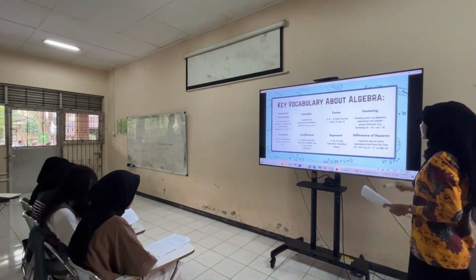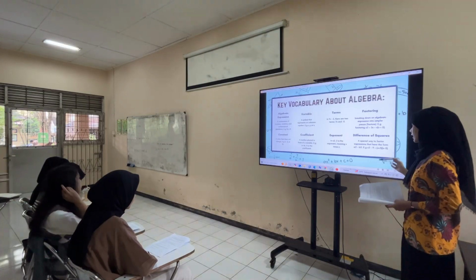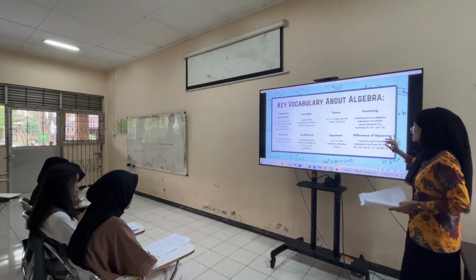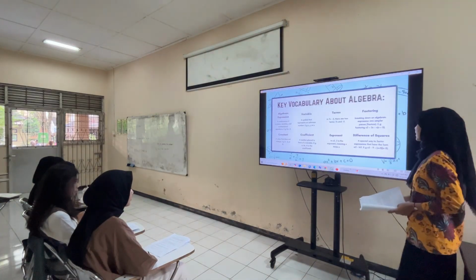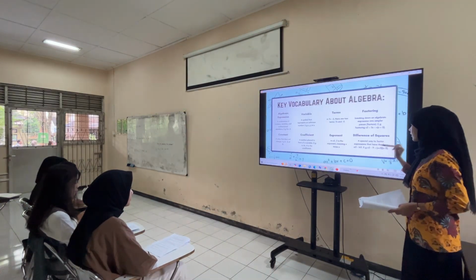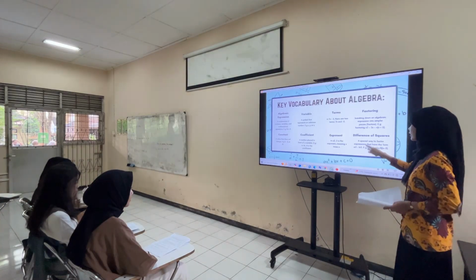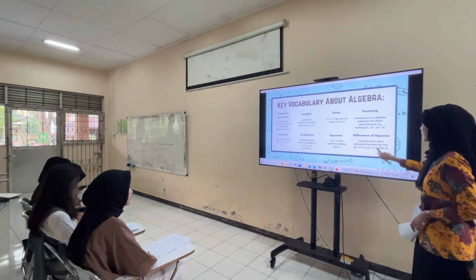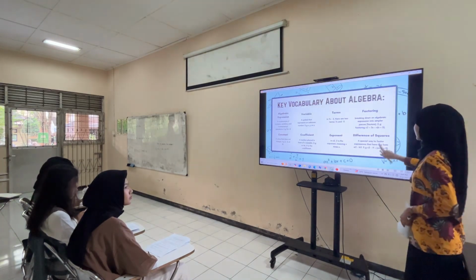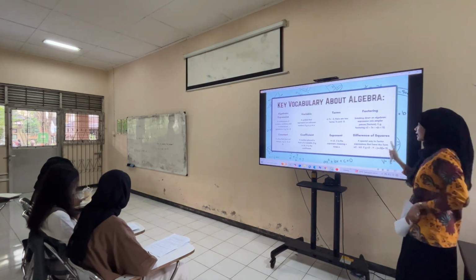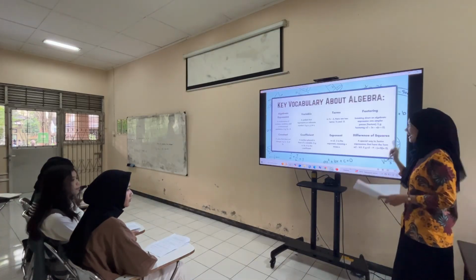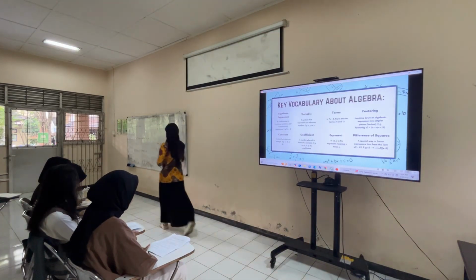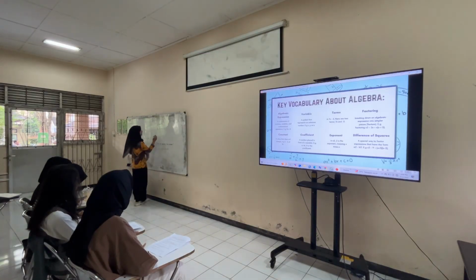And the last is about difference of squares. It is a special way to factor expressions that have the form a squared minus b squared. For example, x squared minus 9, it can be in the parentheses x plus 3 and in the parentheses x minus 3. Got it, guys? Yes. Okay, let's see the example. Can you follow me?